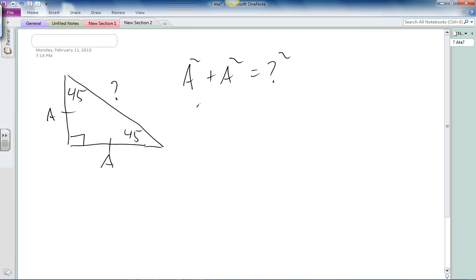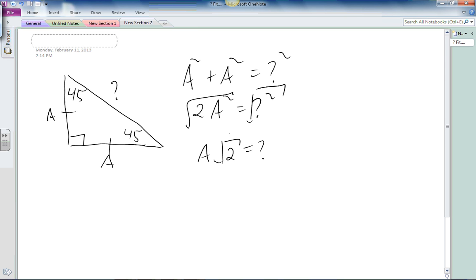And now I have 2A squared is equal to question mark squared. So what I'm going to do now is simply take the square root of both sides. And when I do that, I have question mark, which is the hypotenuse. Now, the square root of A squared just becomes A. But the 2 is not a perfect square, so it has to stay underneath. So what I have is A times the square root of 2.